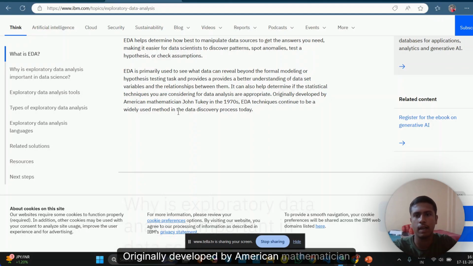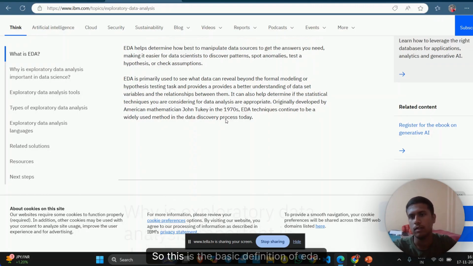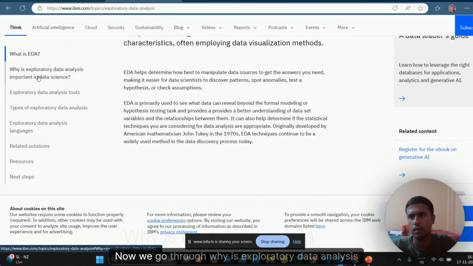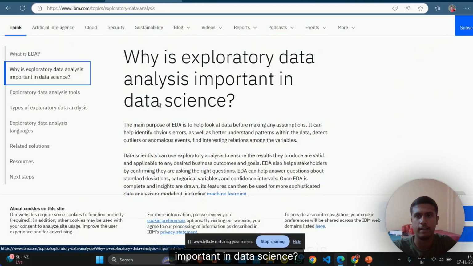Originally developed by American mathematician John Tukey in the 1970s, EDA techniques continue to be a widely used method in the data discovery process today. So this is the basic definition of EDA. Now we go through why exploratory data analysis is important in data science.